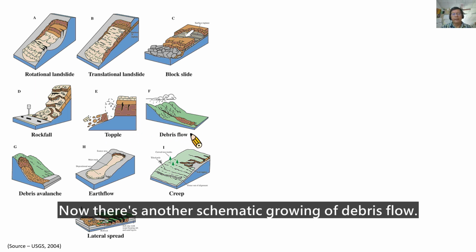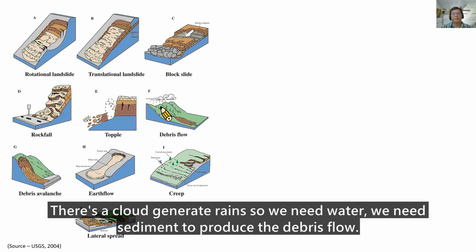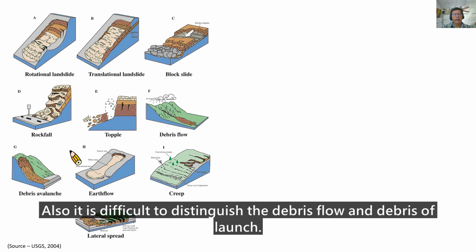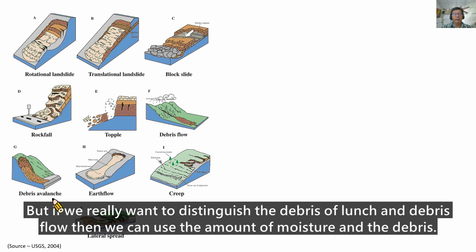Now, this is another schematic drawing of debris flow. There's a cloud generating rain, so we need water and we need sediment to produce the debris flow. This is the debris avalanche. Debris avalanche and debris flow. Also, it is difficult to distinguish the debris flow and debris avalanche. But if we really want to distinguish them, we can use the amount of moisture in the debris.